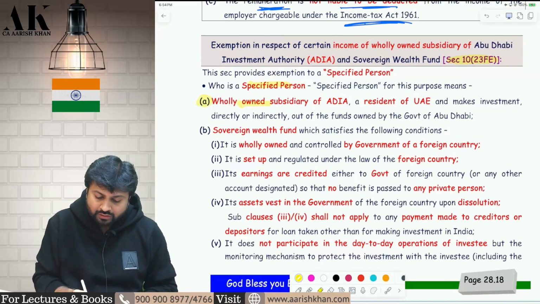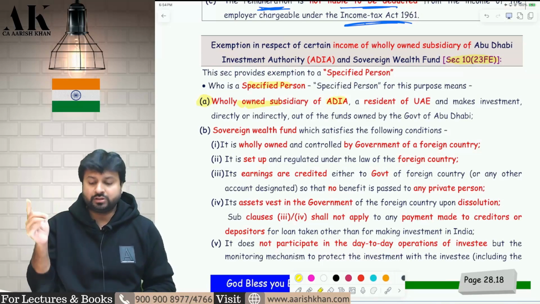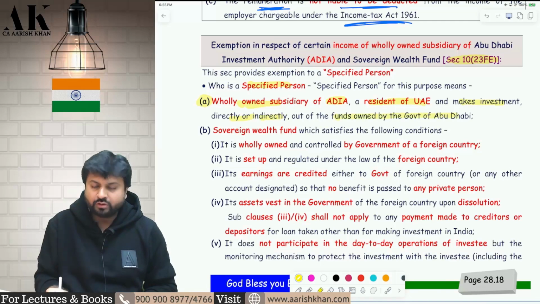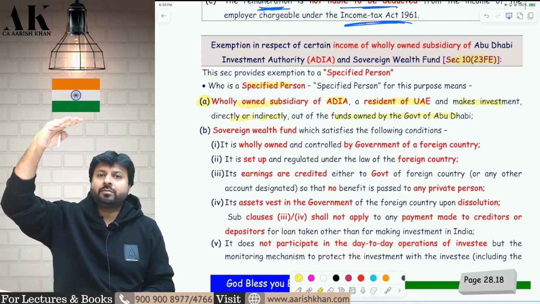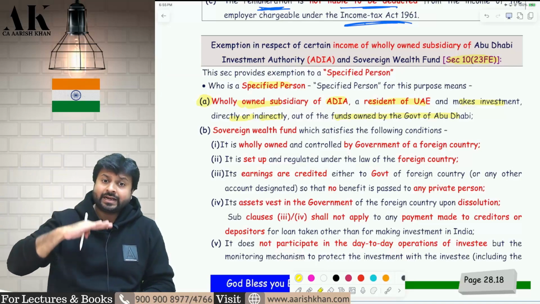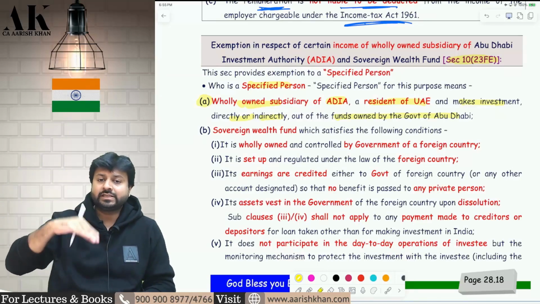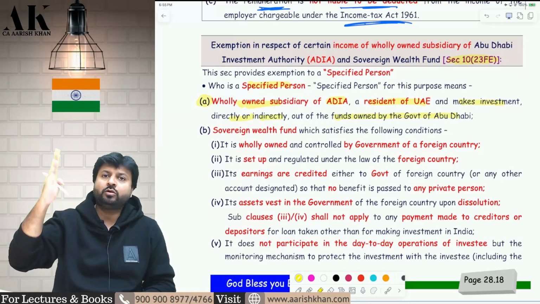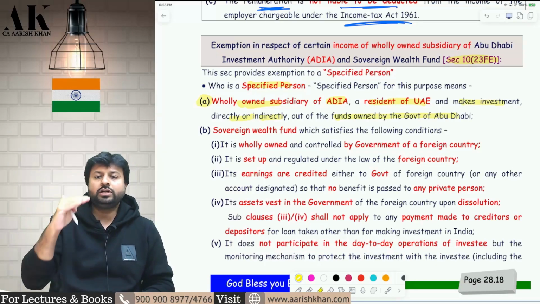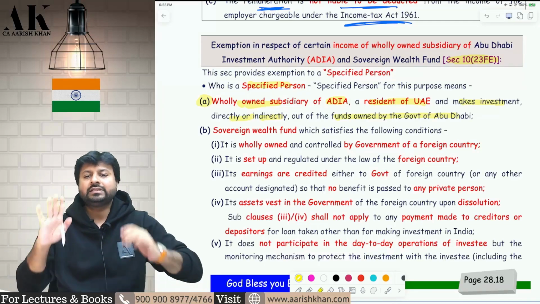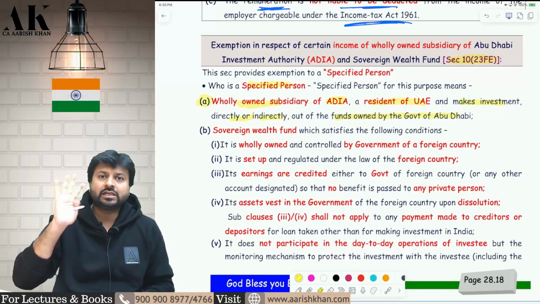It is a wholly owned subsidiary of the Abu Dhabi Investment Authority, a resident of UAE, which makes investment directly or indirectly out of the funds owned by the government of Abu Dhabi. So there is a government of Abu Dhabi, under which there is the Abu Dhabi Investment Authority, and under which there is a wholly owned subsidiary whose parent is the Abu Dhabi Investment Authority, and the money is given by the government of Abu Dhabi. So in short the government of Abu Dhabi is investing in India. The government of Abu Dhabi is nothing but the specified person.